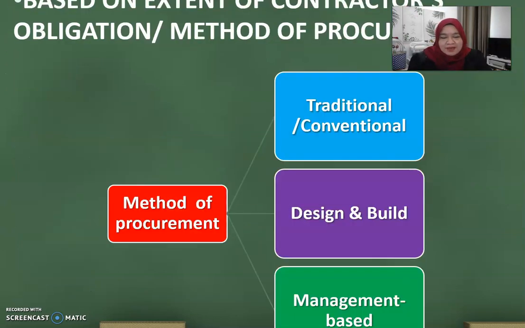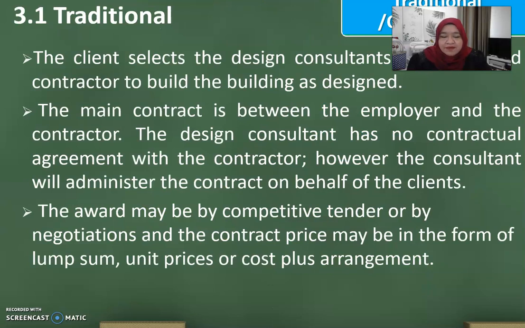The last one is based on the method of procurement, which is traditional procurement, design and build, and also management based. So in other words, it's very important that every student understands what traditional procurement is, what design and build procurement is, and what management based procurement is. But all of this will be discussed further in the next class, because we have a special topic on these 3 procurement paths. So just a brief before we start discussing further next week.